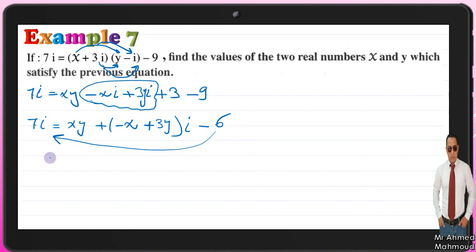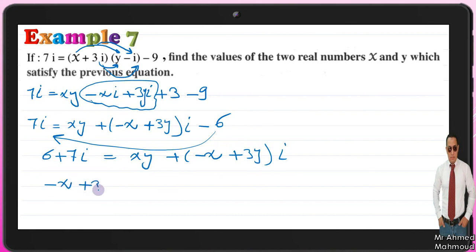Then 6 plus 7i equals xy plus negative x plus 3y i. The real equals the real, the imaginary equals the imaginary. Okay, so negative x plus 3y equals 7. This is the first equation. And xy equals 6. This is the second equation.